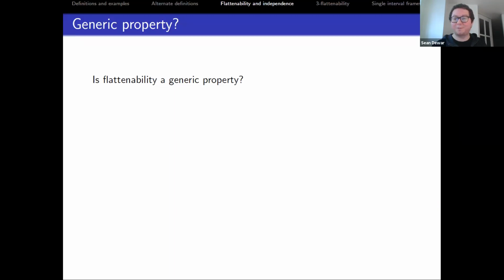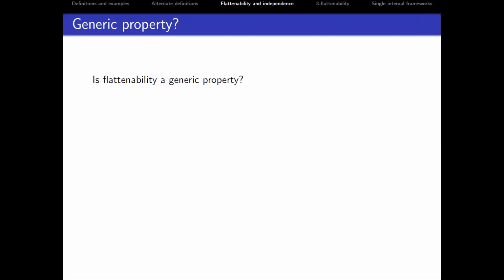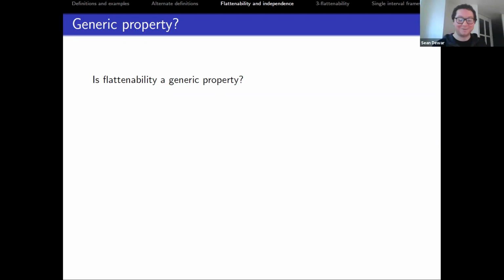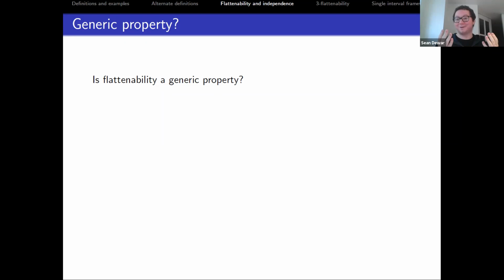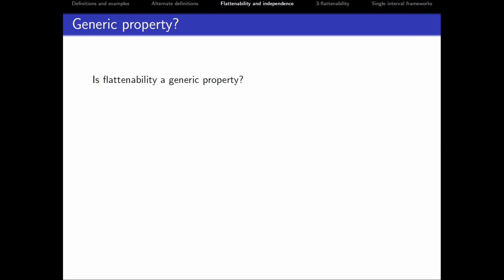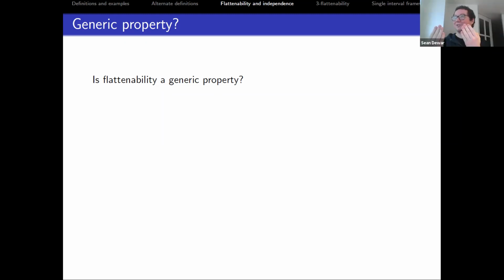Is flattenability a generic property? Well, I've already hinted that the answer is definitely no, because otherwise those theorems would all combine and say that D-flattenability would be equivalent to being D-independent. Because if we were D-independent, we'd have a generic D-flattenable realization. And if we said it was a generic property, that would mean all of them are. And we know from another theorem that if all of them are, then that's equivalent to being D-flattenable. So it can't be a generic property.